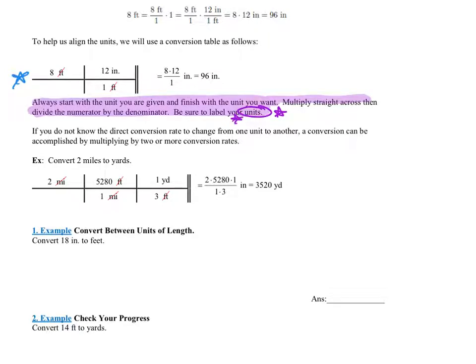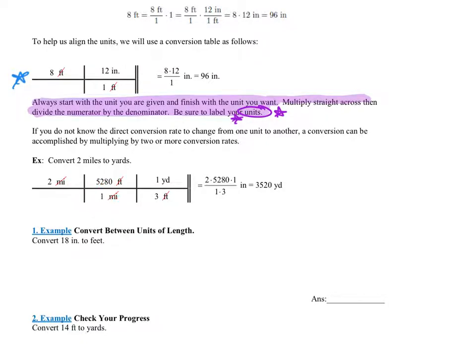It says, if you do not know the direct conversion rate to change from one unit to another, a conversion can be accomplished by multiplying by 2 or more conversion rates. So let's look at this one right here. Start off with 2 miles to yards. Well, I don't know the conversion between miles and yards. So always start off with what you're given. We're given 2 miles, and then let's think about the conversion that we know. We know miles to feet. We know that 1 mile is 5,280 feet.